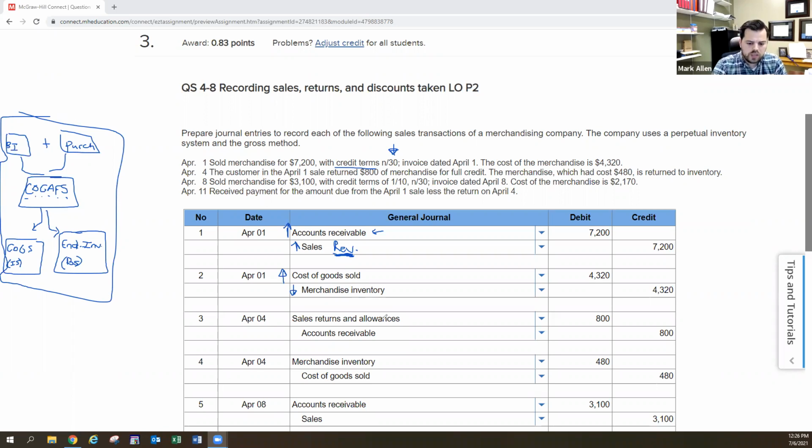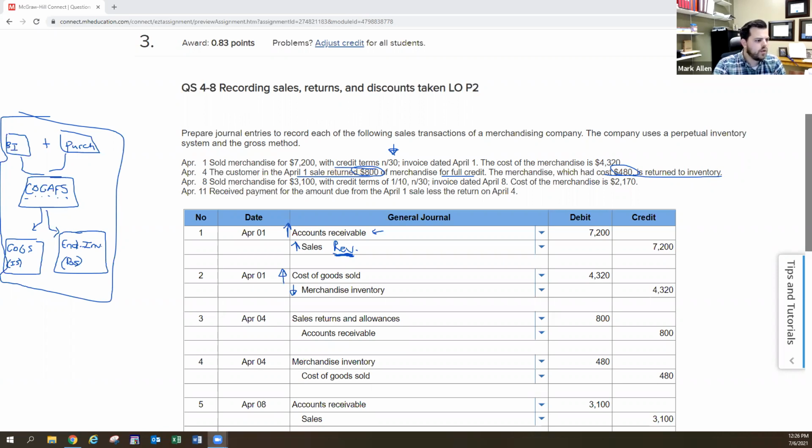Now, we'll start to go through these entries a little bit more quickly as we start to hit some repeats here in a little while. But for number 3, we'll go at this pace pretty slowly all the way down. So on April the 4th, we see the customer in the April the 1st sale returned $800 of merchandise. Notice, for full credit. Merchandise had a cost of $480, and that is returned to inventory. Now, this is a very important thing because this is what is called a sales return. So notice in the reading of this question, and I'll switch this over to yellow to make it a little bit more clear, this was returned, which means we received it back.